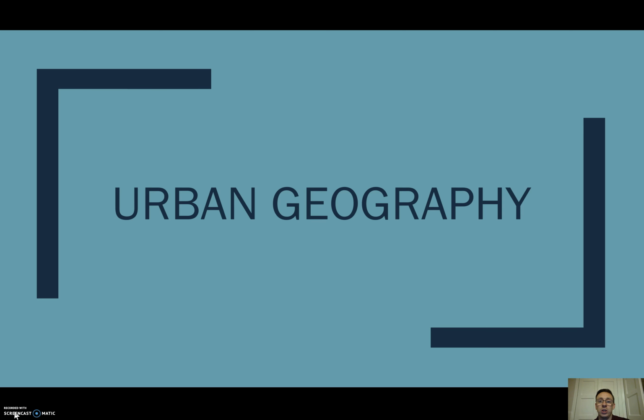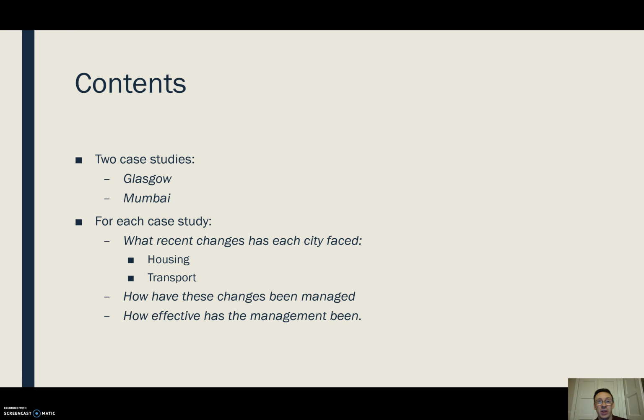Now, I'm not going to spend too much time discussing some of the different contents, but here is a very, very brief rundown. In the urban geography topic, we're going to be looking at two case studies, Glasgow and Mumbai, and within each we're going to be looking at the changes that have happened to these urban areas, specifically the changes to housing and the changes to transport. In today's video, we're going to get stuck in and look at changes to housing in Glasgow.